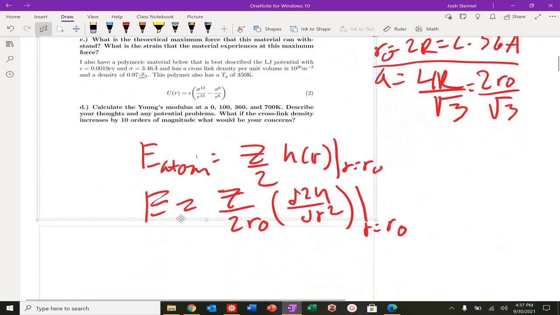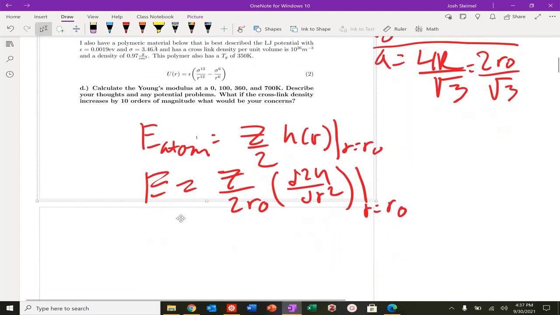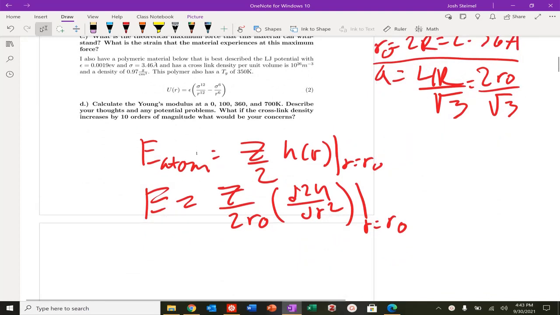So let's look at the next problem where we have a polymer now. So I've got a polymer that is described with the Lennard-Jones potential. It has a cross-link density of 10 to the 26 per meter cubed, and I have a Tg of 350. So I need to calculate the Young's modulus at 0, 100, 360, and 700K. So I need to describe my thoughts and any potential problems.